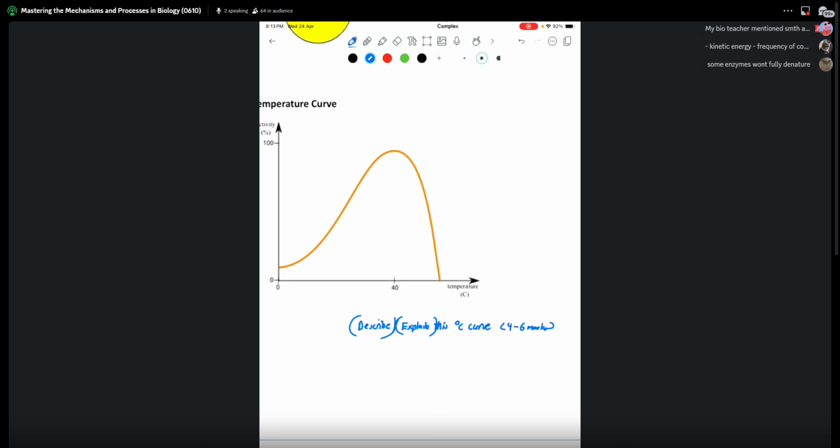Oh yeah, wait, hold up. My bio teacher mentioned something about competitive and non-competitive inhibitors. What are those? Not important for the syllabus, but if you want me to explain later on, it's A levels.